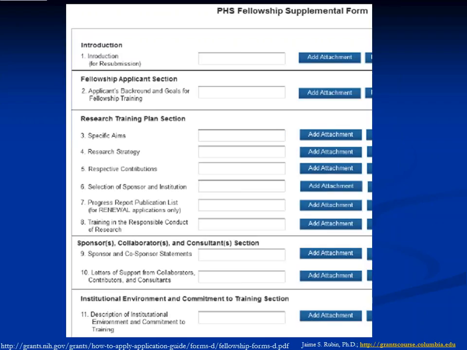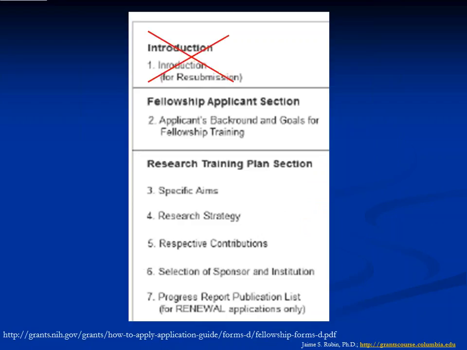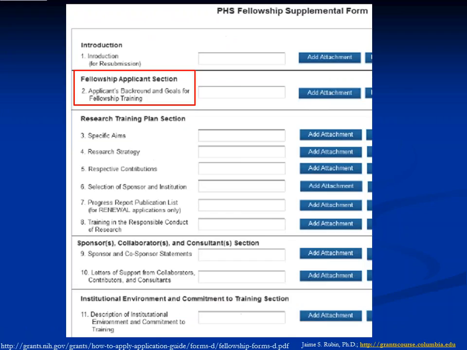So we're going to go through these main components. The first thing to realize is that you don't submit the introduction. That is to be used for the second submission if you didn't get funded the first time, where you would address the reviewer's comments. You don't do the renewal because there's no renewal of a F31. So automatically I've eliminated 2 of the sections.